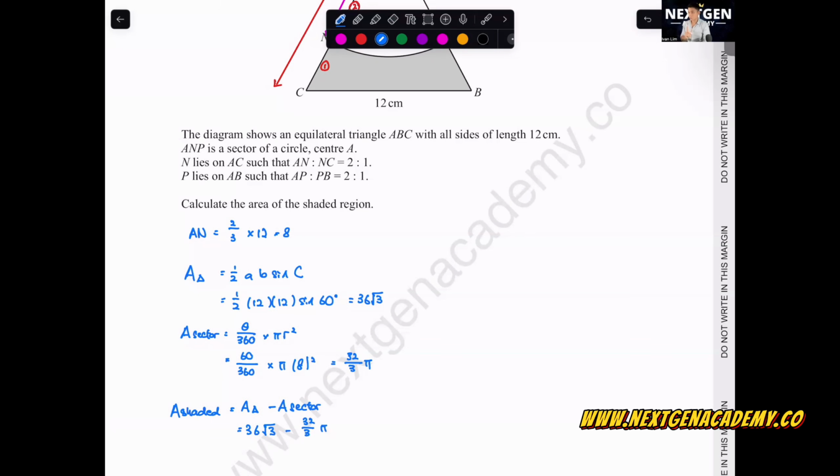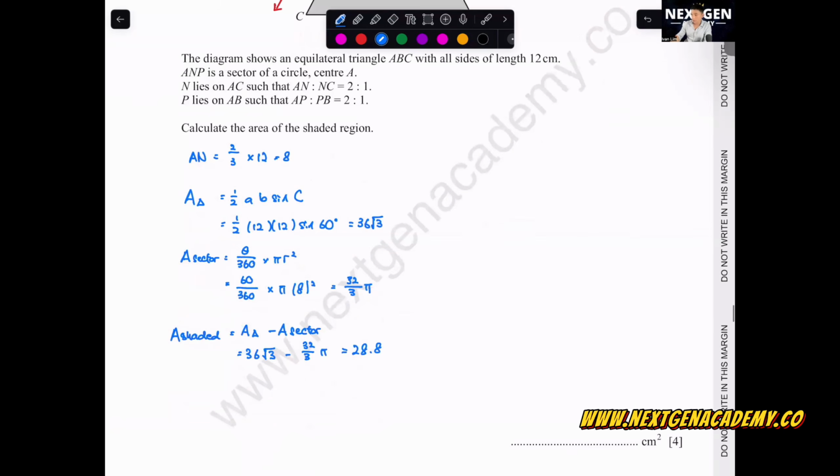When they never ask us to write in exact value, please write it in decimal places. This one is a non-exact value, so you will get 28.8. You can write more than 28.8, but my suggestion is to write according to the rules that are given to you.